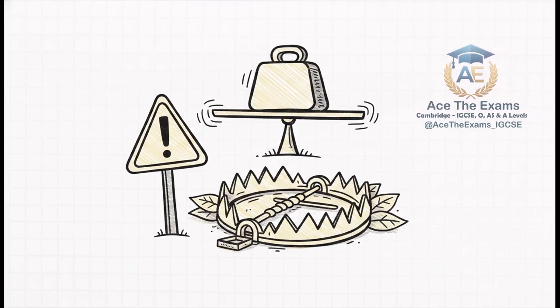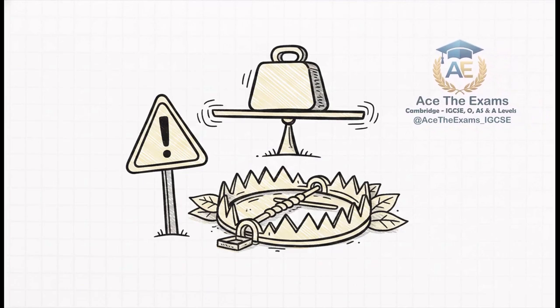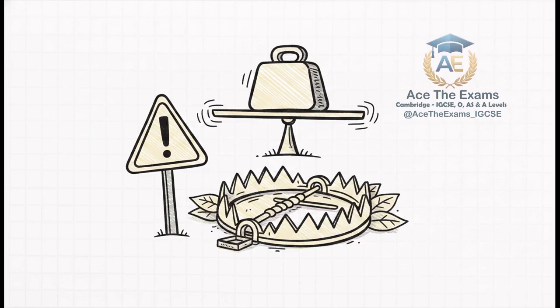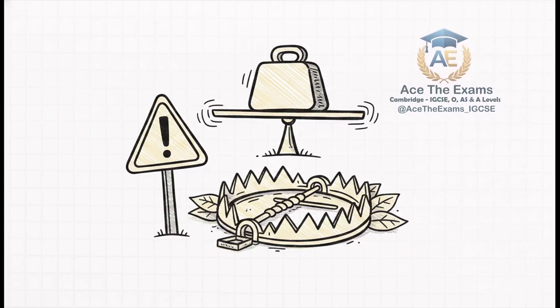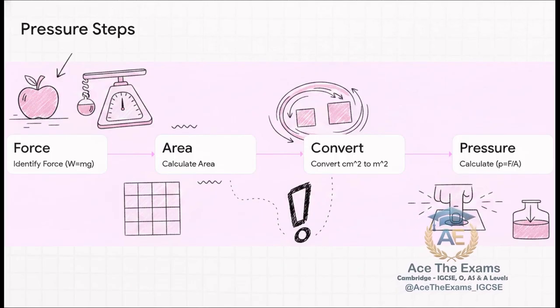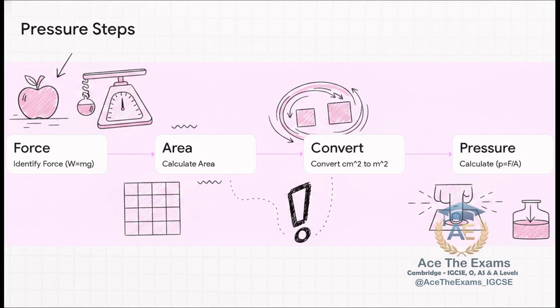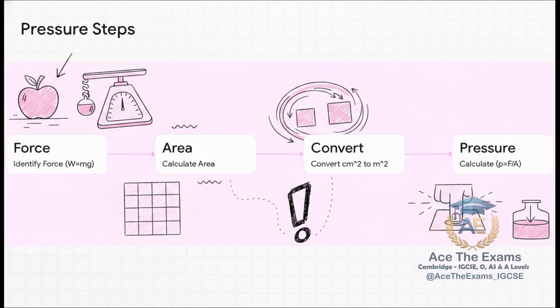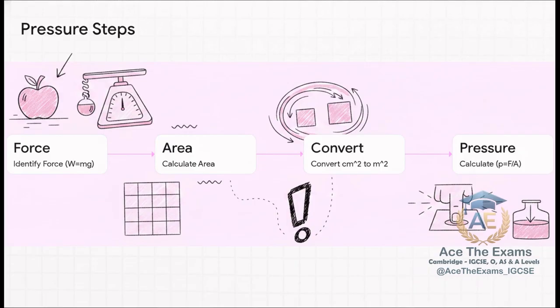All right, now it is finally time to resolve that open loop I mentioned earlier. Let's move to Wazelli and see how this builds into tackling the most notorious trap in the entire Cambridge syllabus, the infamous zero-mark pressure calculation. Let's walk through the steps for pressure and see how our 4-step framework saves the day. Step 1, identify the force. Usually this means you're calculating weight, where W equals mg. Step 2, calculate the cross-sectional area.